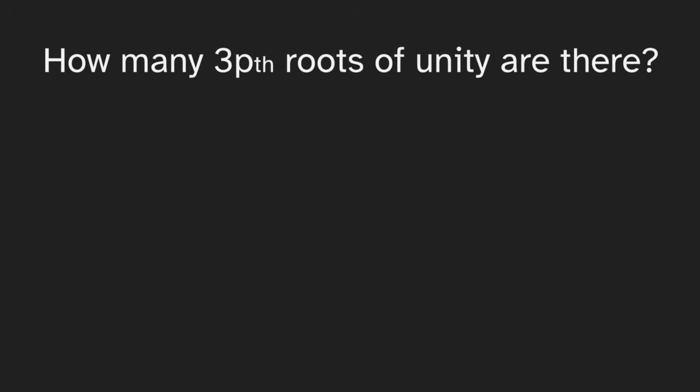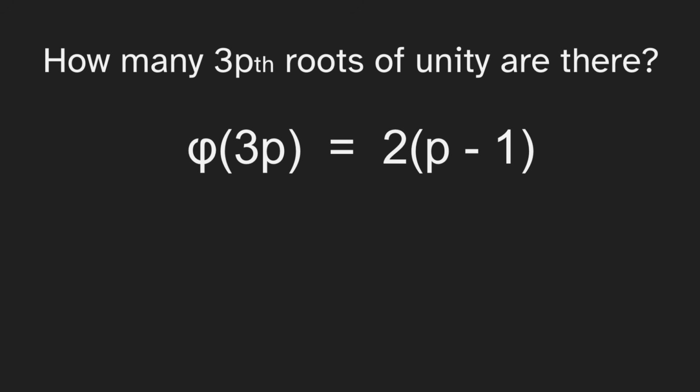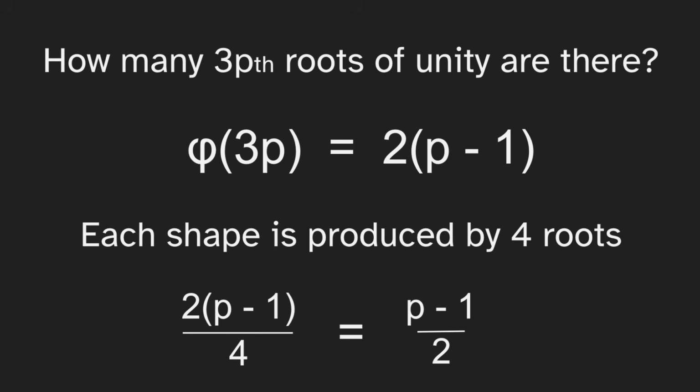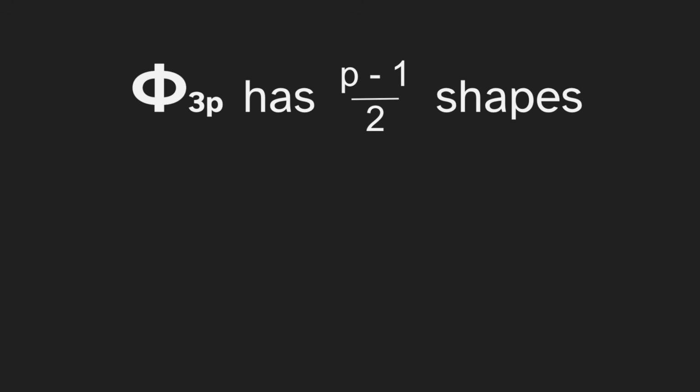roots. How many 3pth roots of unity are there? Well, we get that from the totient function. We take the totient of 3p, because every number co-prime to 3p gives us a primitive root. And that equals 2 times p minus 1. So each shape is produced by 4 roots, which means the number of shapes is this, which equals p minus 1 over 2. So once again, phi sub 3p has p minus 1 over 2 shapes.